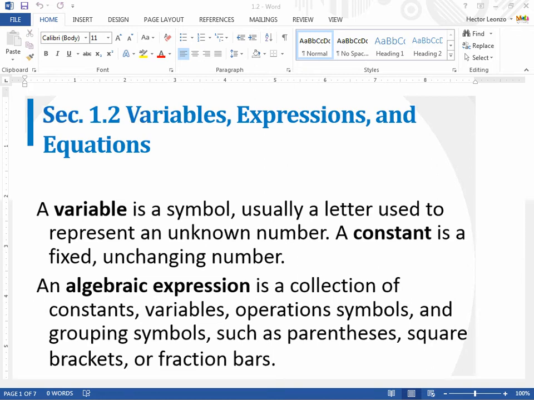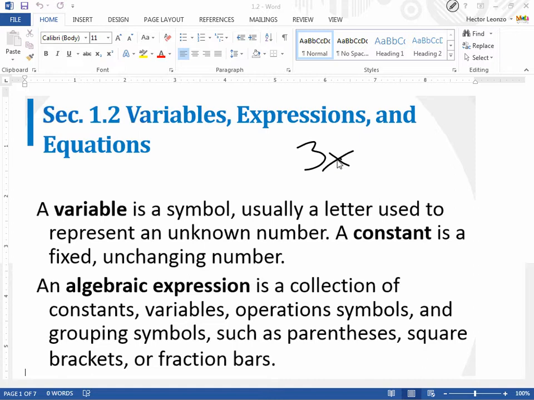In question one, in section 1.2, we're going to start talking about variables and expressions and equations. A variable, to begin, well, let me write something like 3x, for example. The variable is represented with a letter, usually x or y, but it could be any letter, which is why we call it a variable, because it can vary.